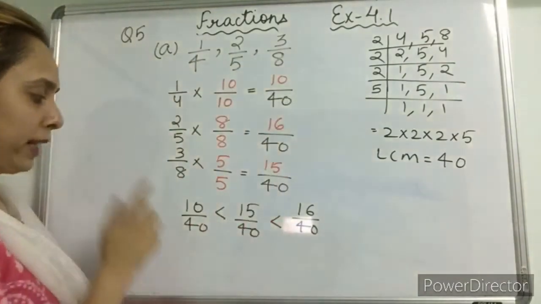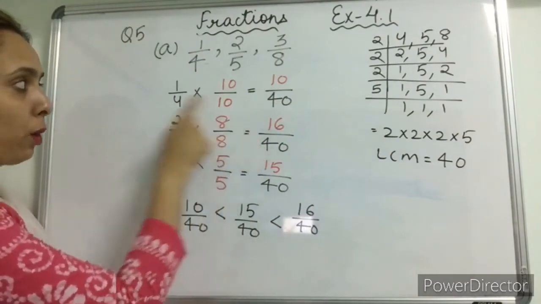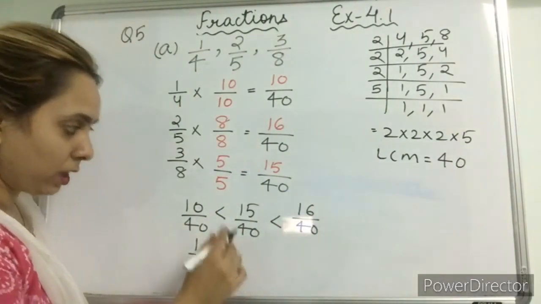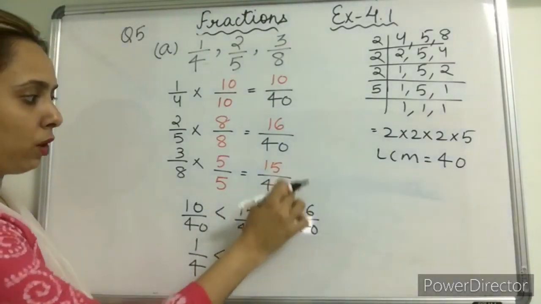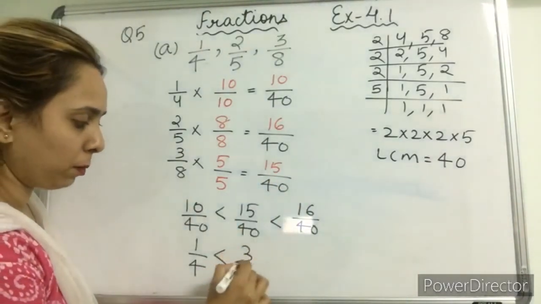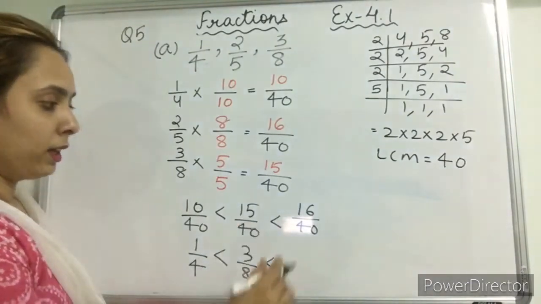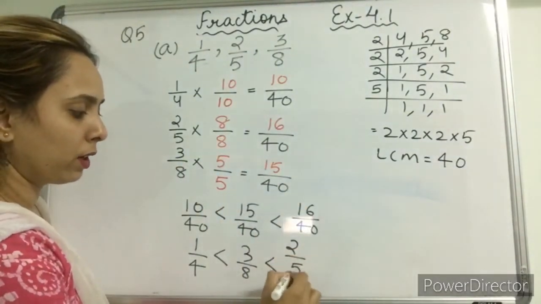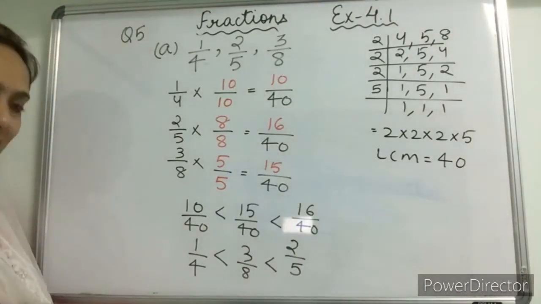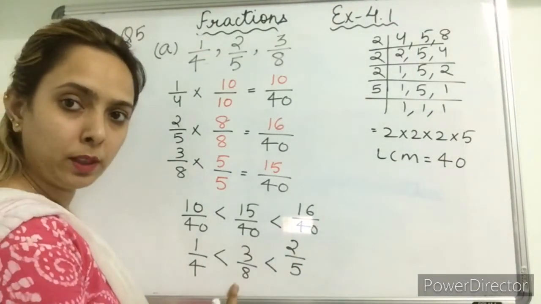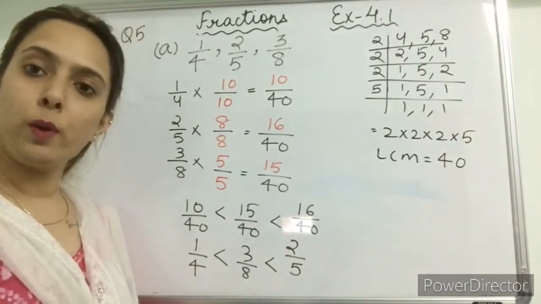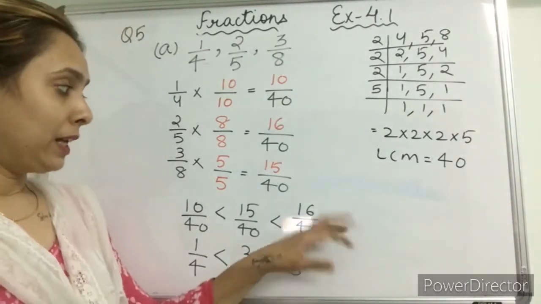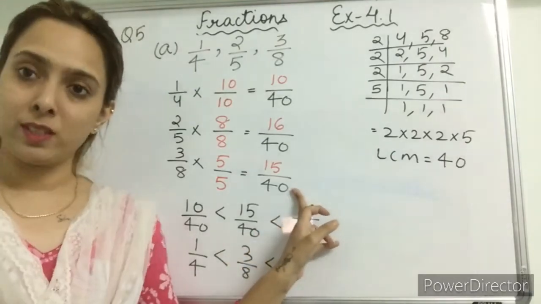these numbers. So 10 upon 40 we have got from 1 upon 4. So 1 upon 4 is the smallest fraction. Then 15 upon 40 we have got from 3 upon 8. So 3 upon 8. Then 16 upon 40 we have got from 2 upon 5. So this is our ascending order. The smallest fraction, then the bigger, then the biggest. In this way you are going to solve all the questions of ascending and descending. Till here the method for descending will be the same.